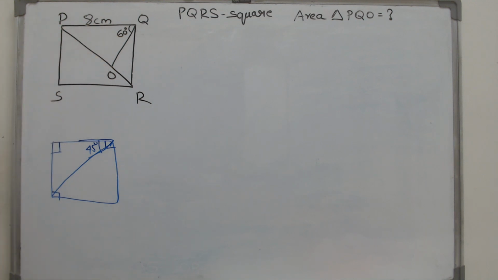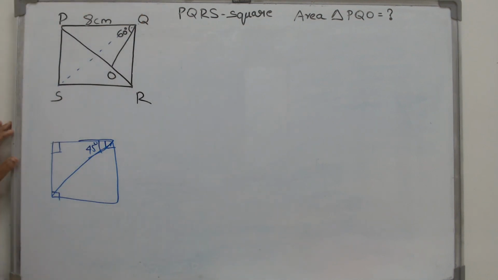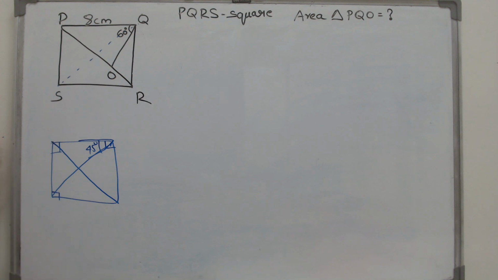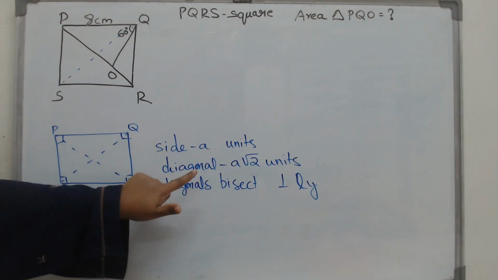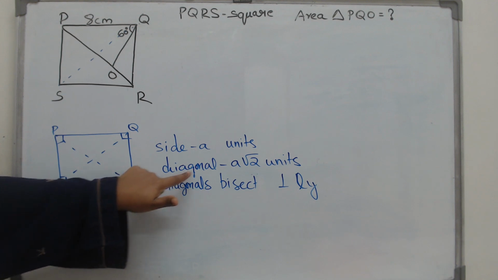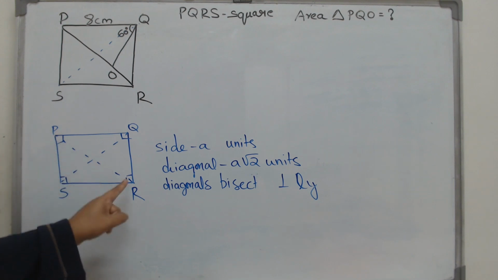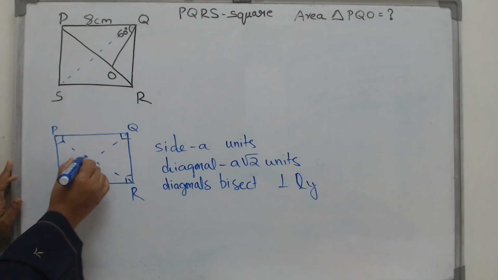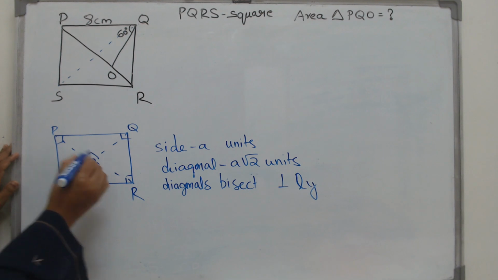So what will we do? We will construct the diagonal ourselves. Let us join QS and let us get another diagonal. Now tell me, what else do you know about the diagonals of a square? If the square is of side A units, then its diagonal will be of the measure A root 2 units. And moreover, the two diagonals will bisect perpendicularly. That means they make right angles with each other at their point of contact.